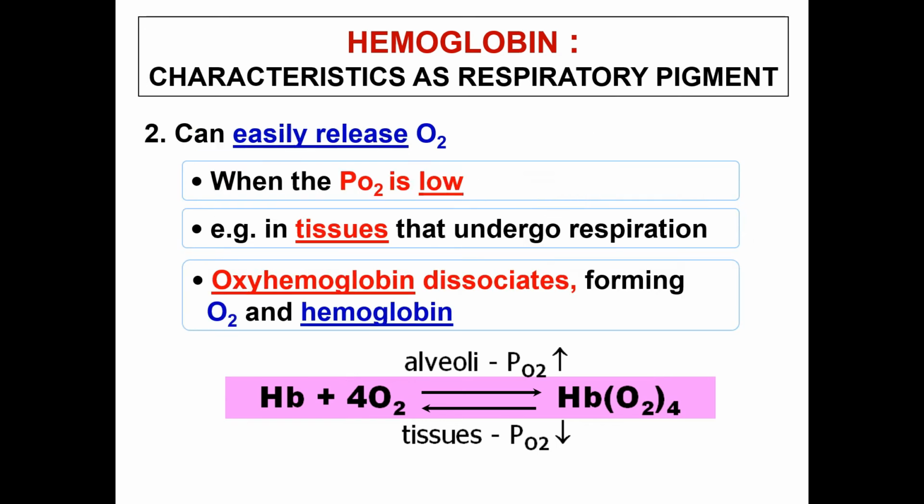The second characteristic is hemoglobin can easily release oxygen. They can bind oxygen at low partial pressure of oxygen, but then they can also easily release oxygen when they arrive at tissues that are undergoing respiration, that are in need of oxygen. So when the partial pressure of oxygen is low, such as in respiring tissues, the oxyhemoglobin will dissociate and form oxygen and hemoglobin. So the oxygen will diffuse from hemoglobin to the respiring tissue.